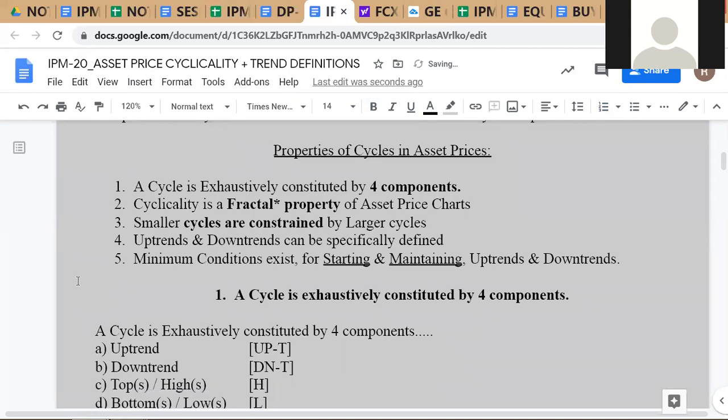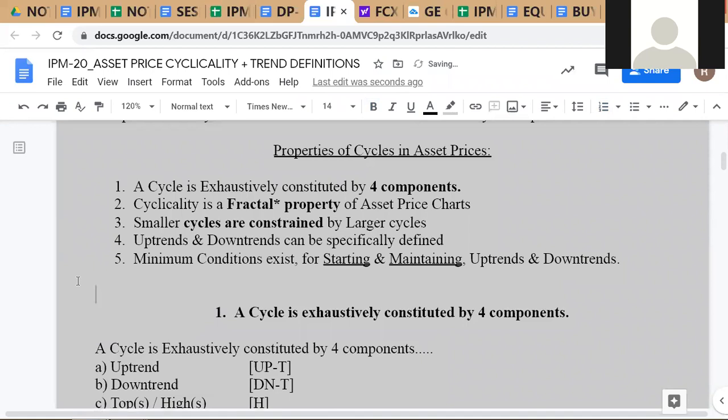Maybe we can, no, I won't put it as a footnote. Footnote, the font becomes very small. So fractal means self-similar. Okay. Basically, it means self-similar. I'll explain what that means.